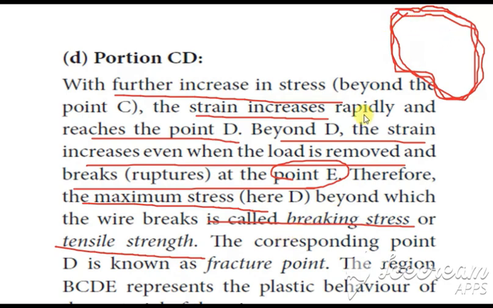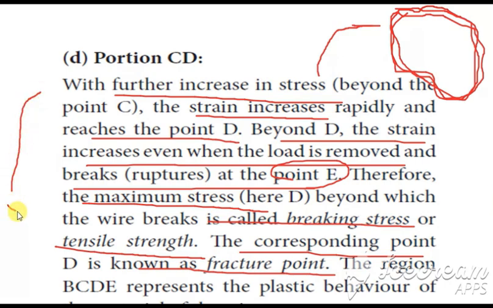Okay, that stress is called what? The breaking stress or the tensile strength. And the corresponding point is called the fracture point. The corresponding portion, B, C, D and E, represents the plastic behavior. So first we have seen O, A, B, that represents the elastic behavior, and above this B, C, D and E represents the plastic behavior of the material. Clear? So this is about Hooke's law. Okay, thank you.